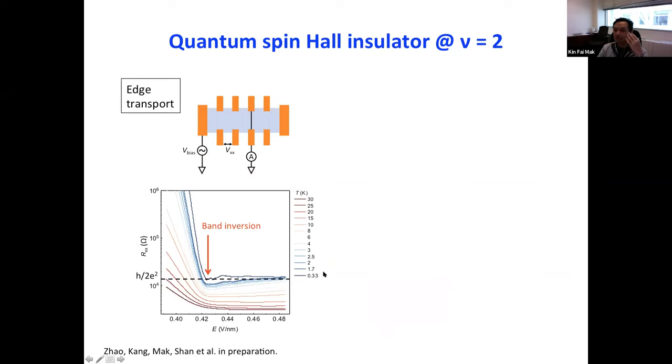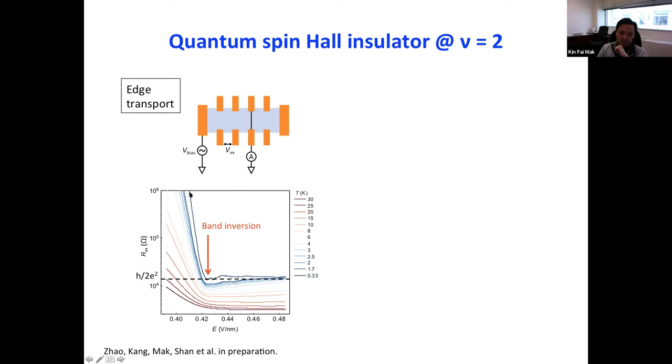So first let's just measure the resistivity. This is the resistivity as a function of the electric field, which is controlling band inversion, at fixed filling factor nu equal to 2, okay? And this is the measurement geometry. It's a standard 4-point measurement where you pass a current along this direction and measure the voltage drop using these two voltage probes. And this critical electric field near 0.42 volt per nanometer is the band inversion point.